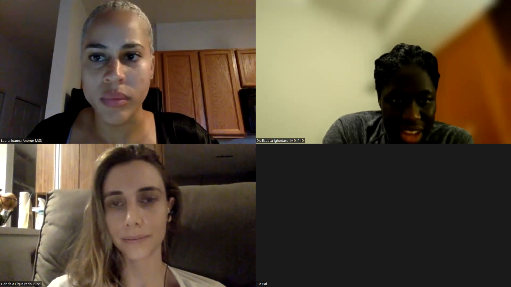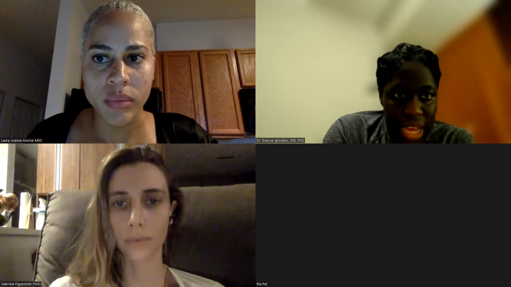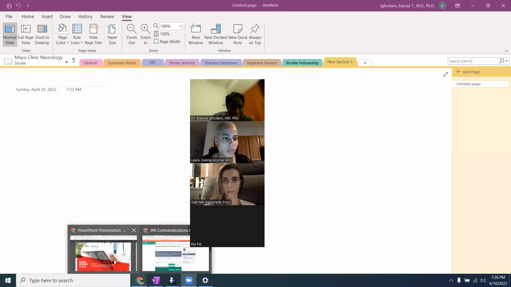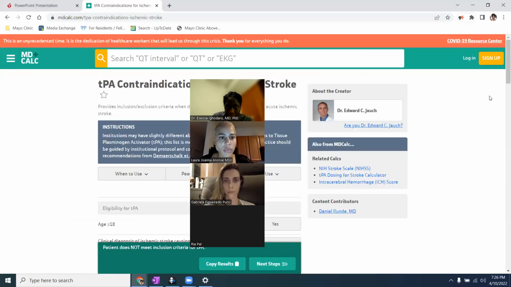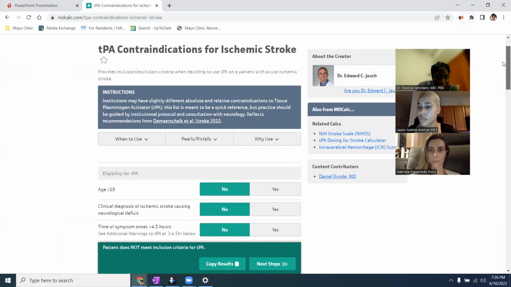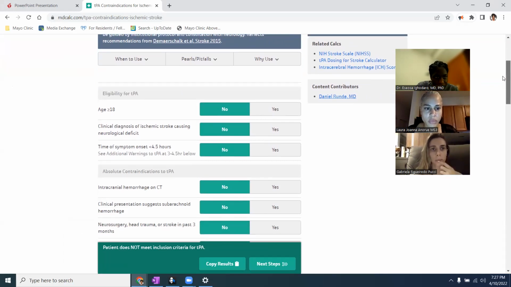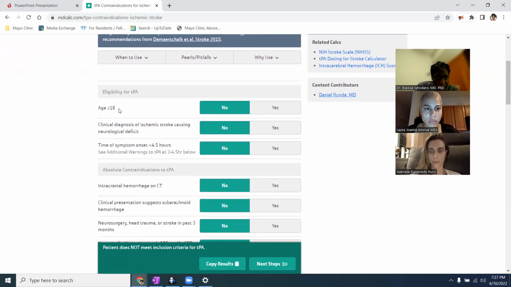Did you find? Okay, so I found the MDCalc. That's a reliable resource for contraindications to TPA, and this is high yield. I remember this coming up on my Step 3 exam. So here, you have to be greater than 18. I know that technically it's greater than 18. I know some pediatric stroke docs give it to patients under 18, but I don't. That is an attending level decision. So anywho, are you eligible? You have to be greater than 18. Concerns for an ischemic stroke.